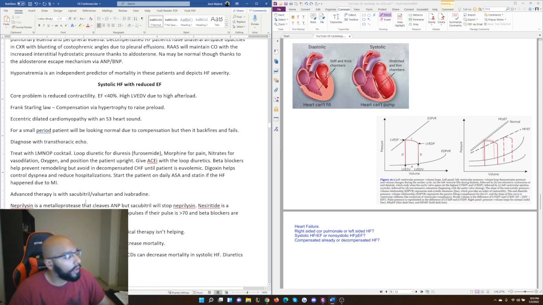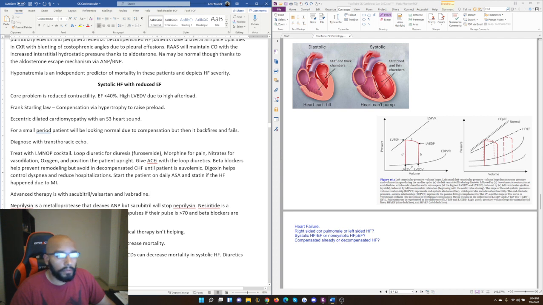Neprilysin is a metalloprotease that cleaves ANP, but sacubitril will stop neprilysin. So that's why you give sacubitril. It'll stop neprilysin from actually cleaving ANP. And you need ANP, otherwise, remember, sodium levels are going to be high, and that's indicative of really, really bad heart failure. Nesiritide is actually a recombinant form of ANP, and ivabradine.